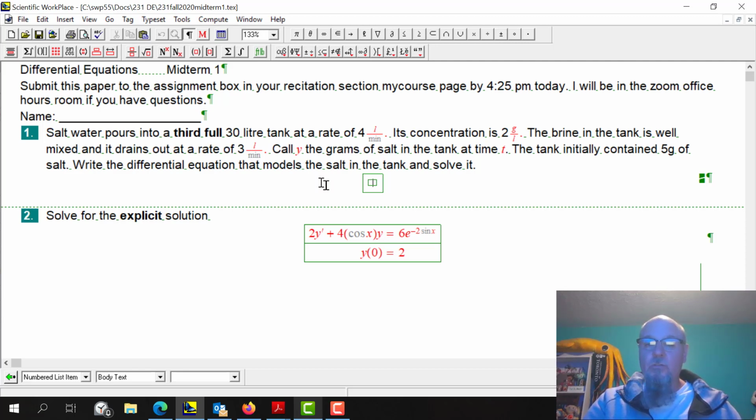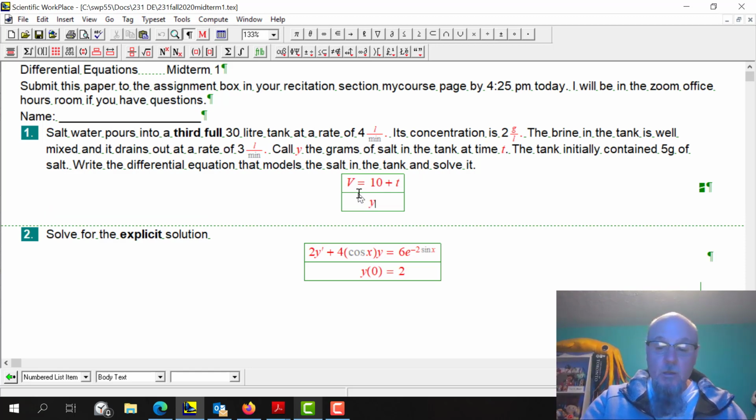It starts at a third full, 30 liters. So the volume is equal to 10 plus t, right? At the beginning it's 10, then a minute later you get 4 liters in and 3 liters out, so now it's up 1, 11. So the volume is not constant. We have our y prime equals in minus out. 4 liters per minute coming in, 2 grams per liter, that's 8 grams per minute coming in.